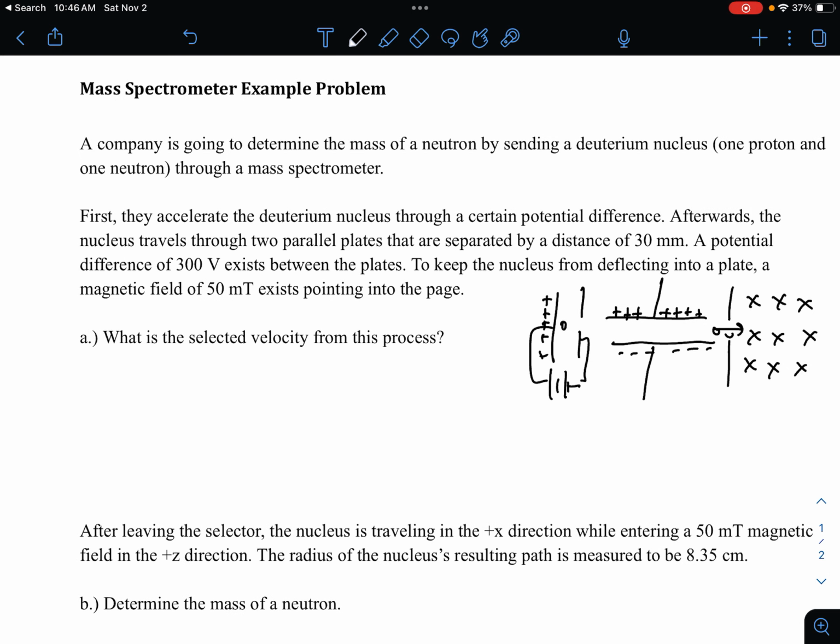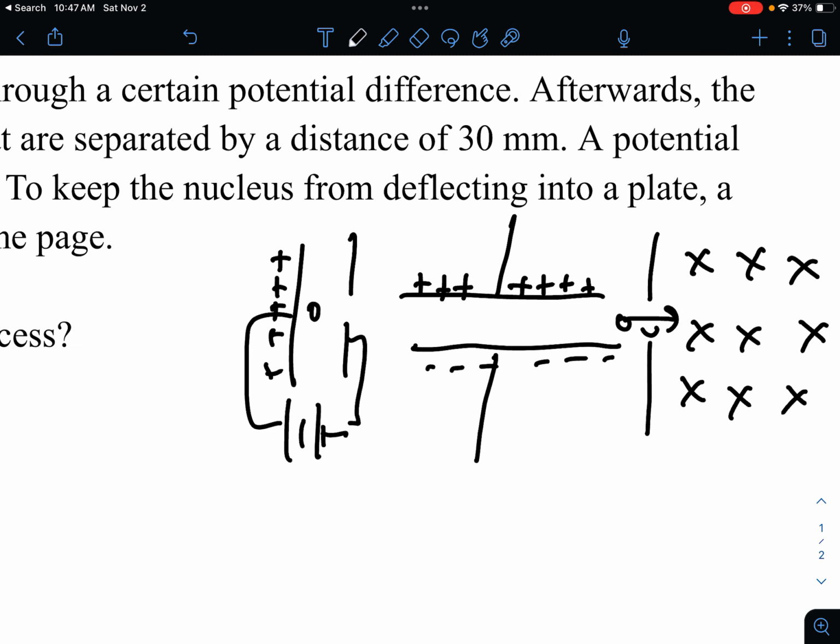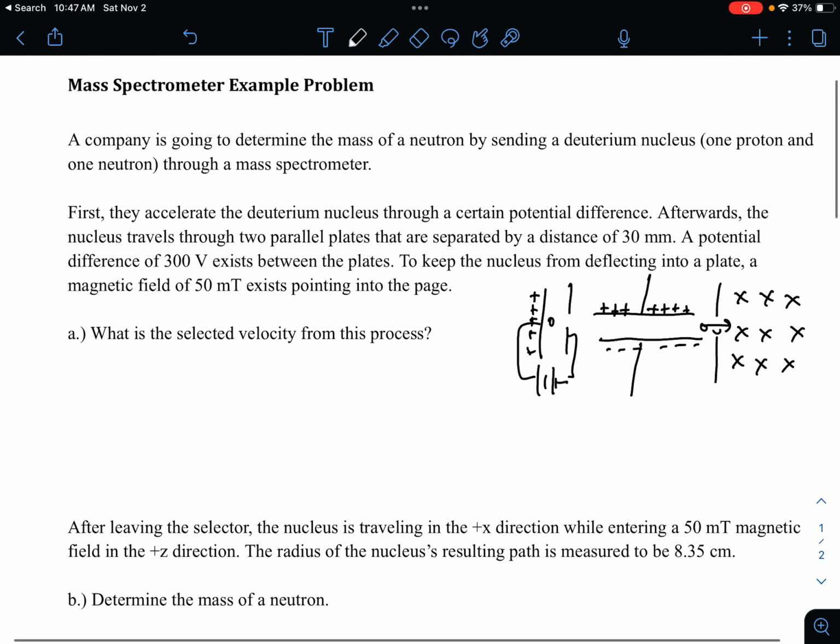Afterwards, the nucleus travels through two parallel plates that are separated a distance of 30 millimeters, and a potential difference of 300 volts exists between the plates. So to keep the nucleus from deflecting into a plate, a magnetic field of 50 millitesla exists pointing into the page.